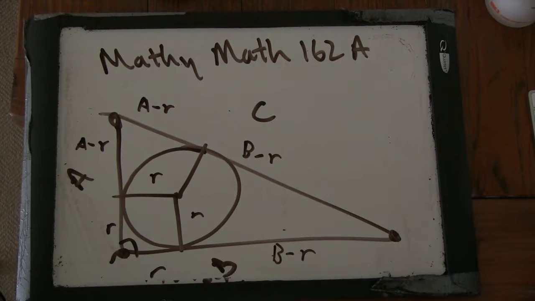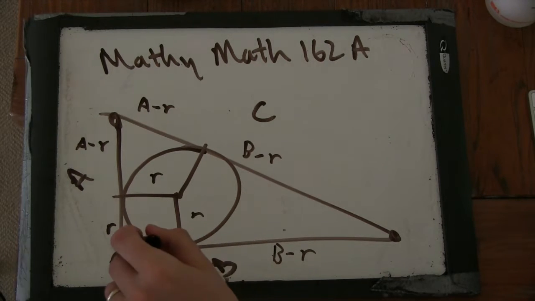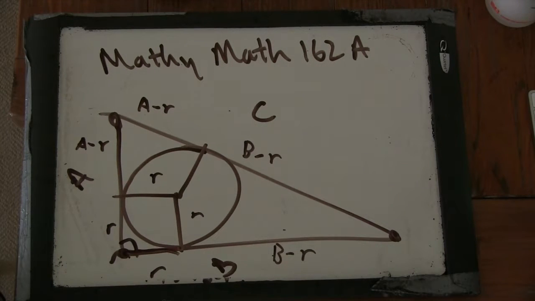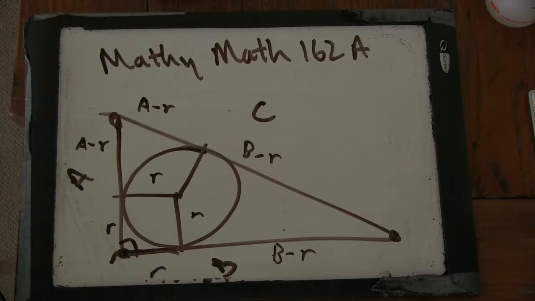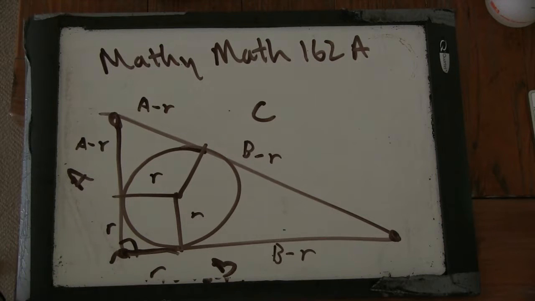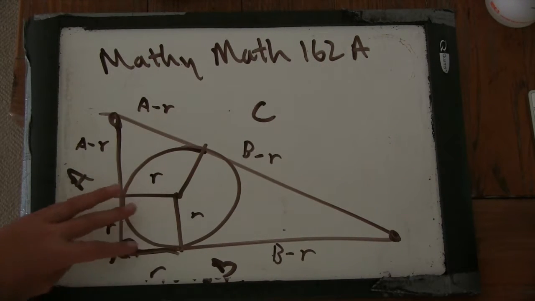Okay, very good. Let's talk about this. Why is this length here R? Well, because when the tangent to a circle meets the radius, it creates a right angle. I'm going to prove why it's a square. Okay, you're going to prove why it's a square. Yeah. All right. So when the tangent to a circle meets the radius, it makes a right angle.